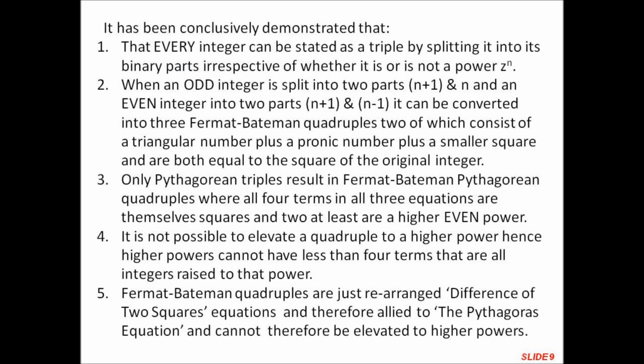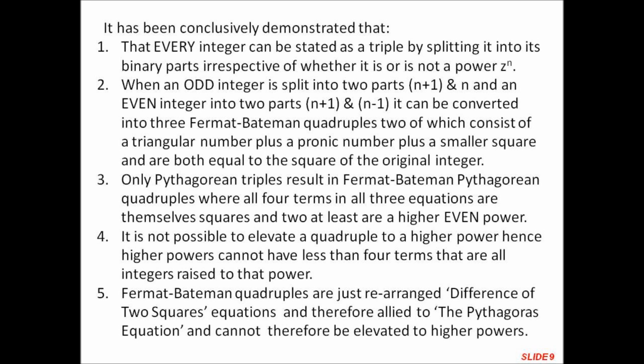It has been conclusively demonstrated that 1. That every integer can be stated as a triple by splitting it into its binary parts, irrespective of whether it is or is not a power z to the n. 2. When an odd integer is split into two parts, n plus 1 and n, and an even integer into two parts, n plus 1 and n minus 1, it can be converted into 3 Fermat-Bateman quadruples, 2 of which consist of a triangular number plus a pronic number plus a smaller square, and are both equal to the square of the original integer.